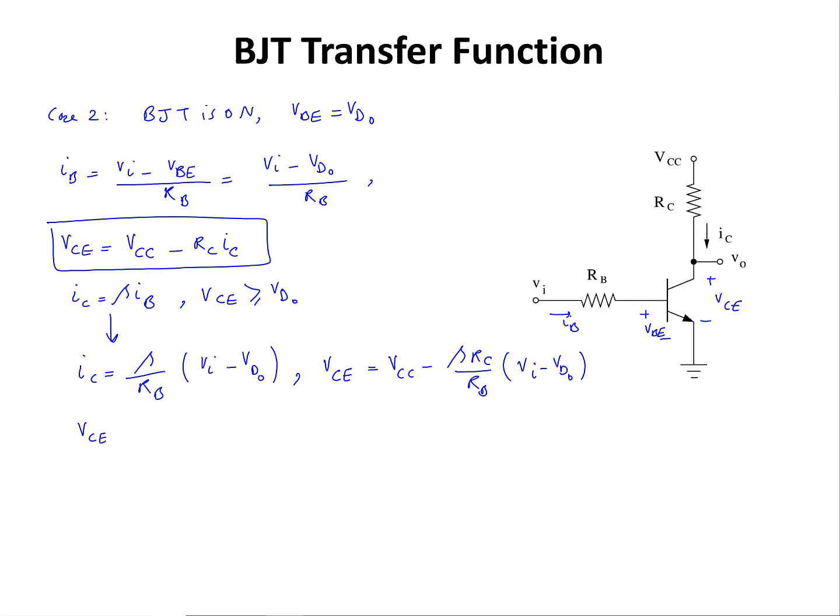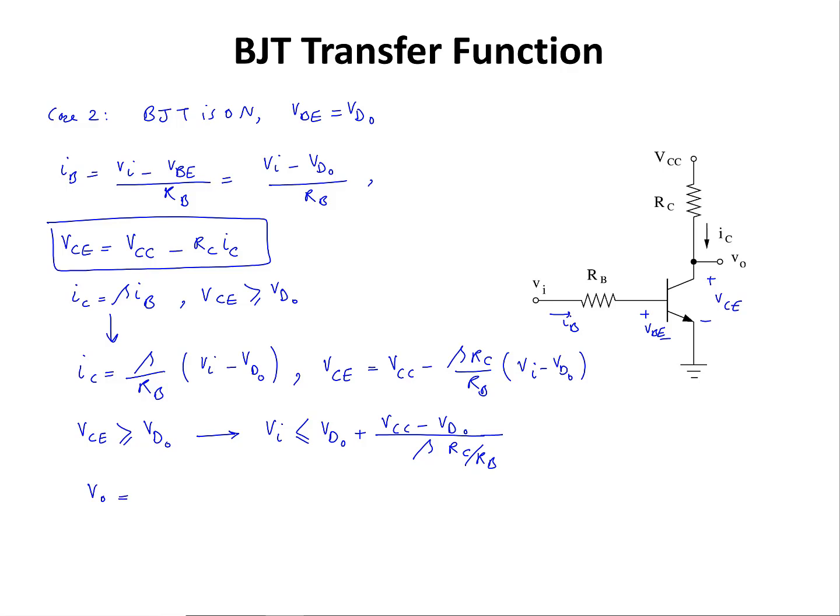Because VCE is greater than or equal to VD0, I can use this inequality to find the range of Vi value for which the condition of transistor operating in the active region is satisfied. With that, Vi is going to be less than or equal to VD0 plus VCC minus VD0 divided by beta times RC divided by R base. So for these Vi values, BJT is going to operate in the active region, and I can find Vout.